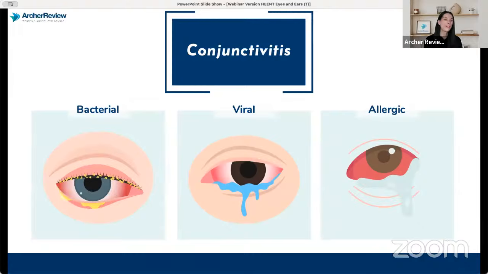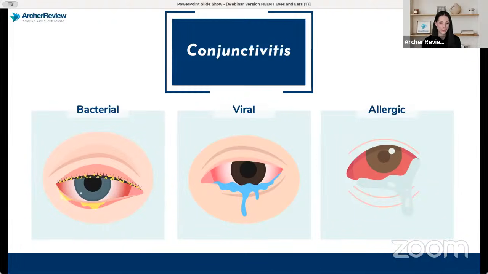So, one of our most common eye complaints, you will see this all the time in primary care. If you're a nurse, you probably see this all the time already. This is conjunctivitis. Lucky for us, conjunctivitis is pretty easy to diagnose and treat. But let's talk about the different types.